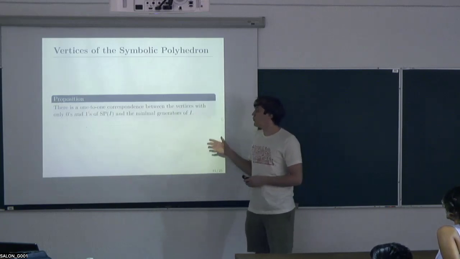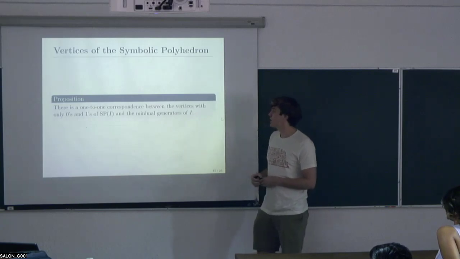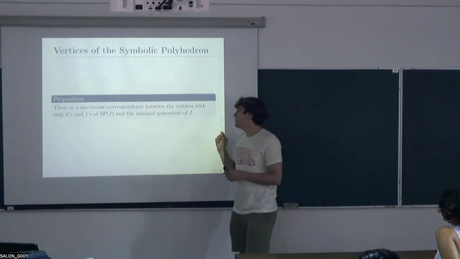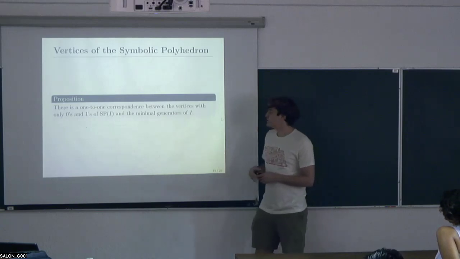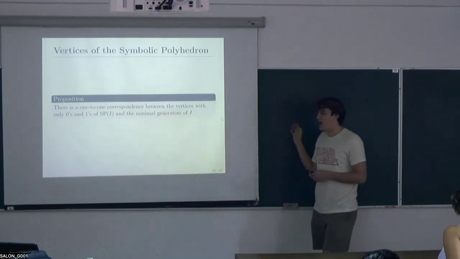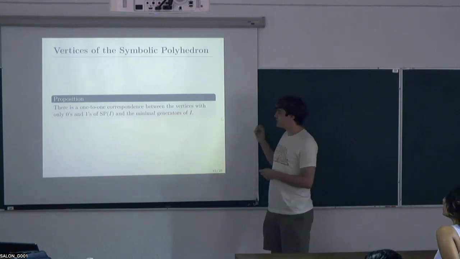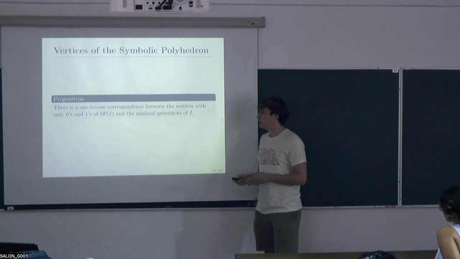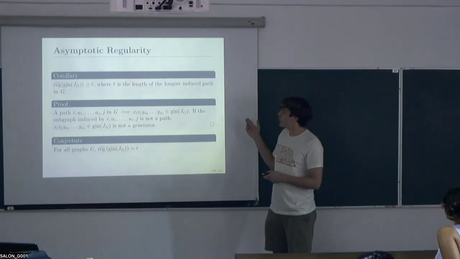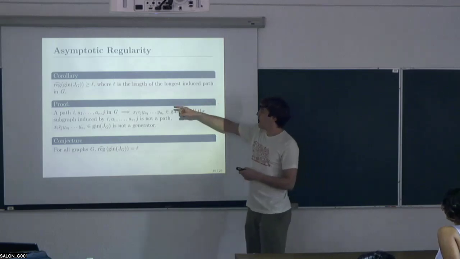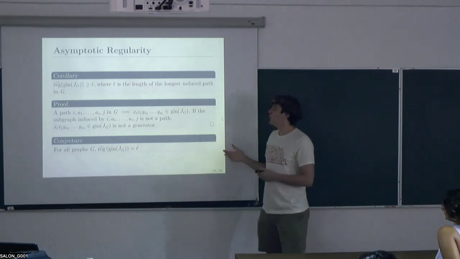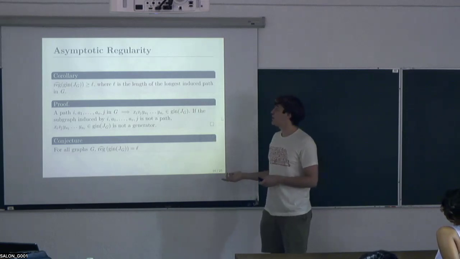So we prove this one-to-one correspondence between the vertices with only zeros and ones of SP of I and the minimal generators of I. Sometimes the components may look like 1/2 or 1/3, but when it's only zeros and ones, we know it's going to be a minimal generator and vice versa. So we have this corollary that the regularity of the generic initial ideal of JG is greater than or equal to L, where L is the length of the longest induced path in G.